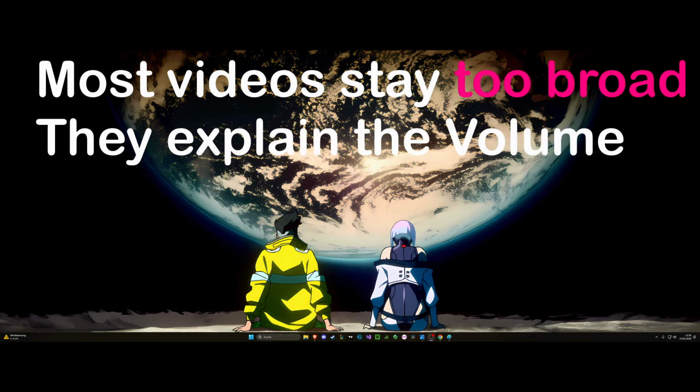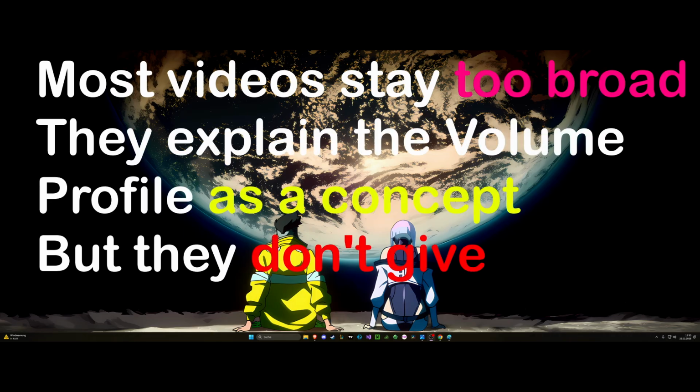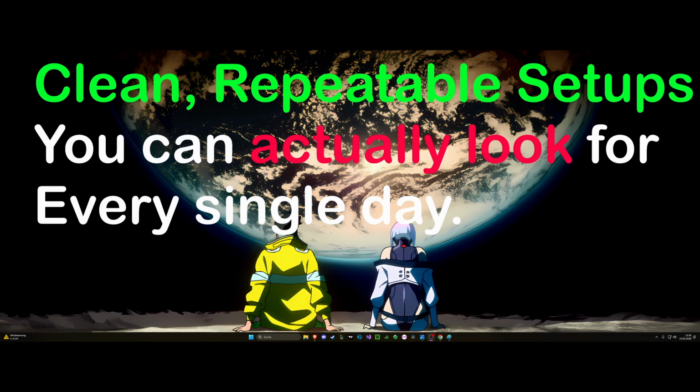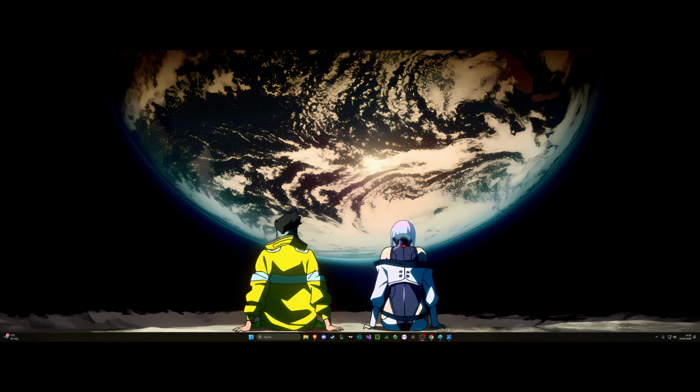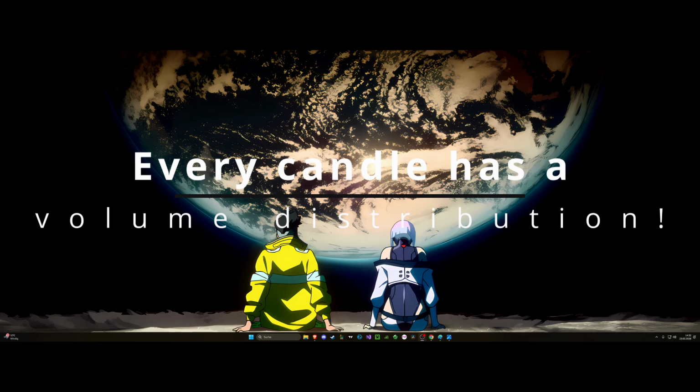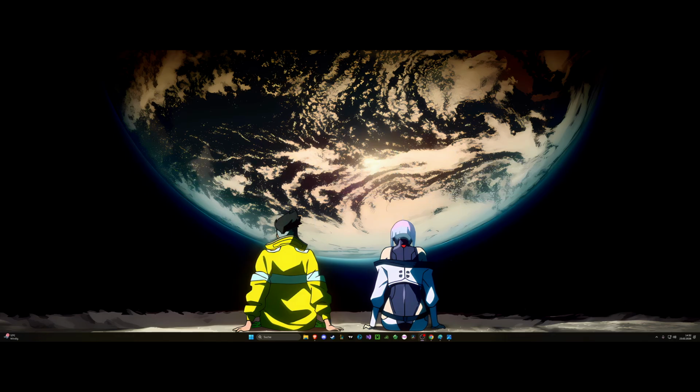They explain the volume profile as a concept, but they don't give you clean, repeatable setups you can actually look for every single day. There is no single volume profile. There's a monthly profile, a weekly profile, a daily profile, a session profile. Even every candle has a volume distribution. Some of these people even randomly define their volume profile based on nothing really.